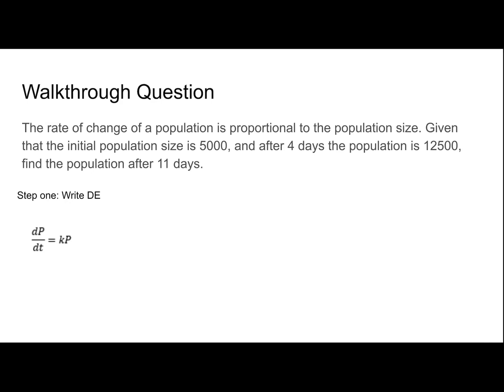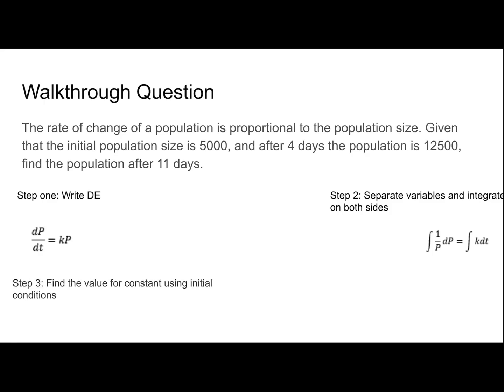So now we're going to separate variables, and we're going to integrate on both sides. That's step number 2. So we're going to say the integral of 1 over P with respect to P equals the integral of k with respect to t. So we should find the value of the constants at step 3. So for step 2, we should get that ln of P equals kt plus c, and therefore P equals A e to the power of kt.